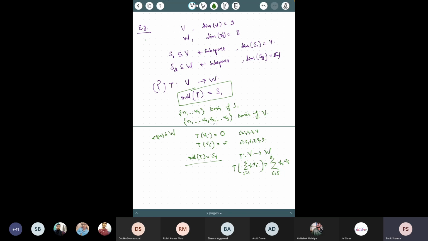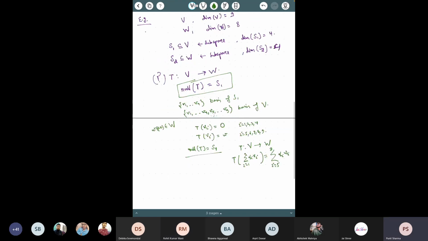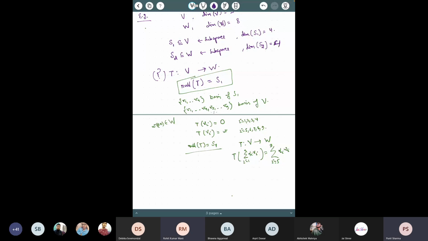Similarly, can you define a linear transformation from V to W? Sir, since you've defined T of Vi for i varying from 5 to 9 with only a single element W, that will be valid because we want the null of T, dimension of null of T, to be equal to 4. So it's like Wi here is W actually.